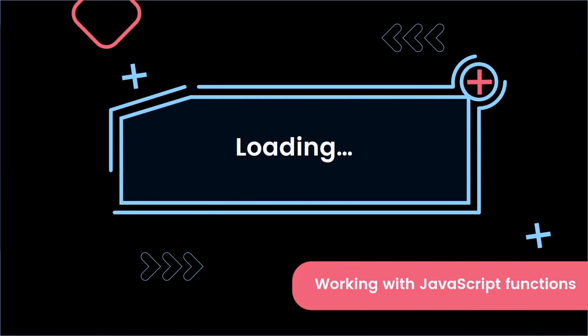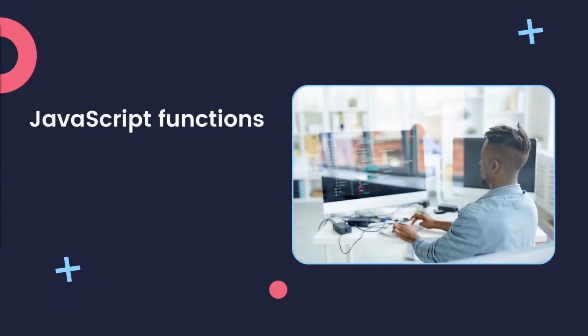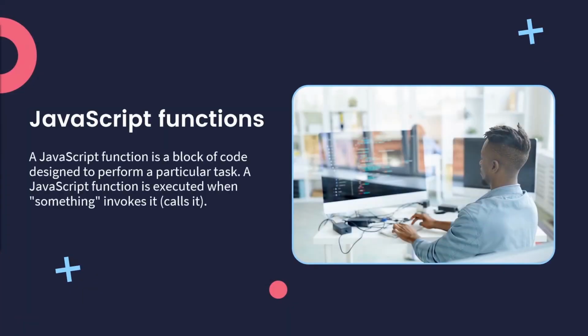Now, what exactly are JavaScript functions? Well, essentially, like most programming languages, a JavaScript function is a block of code designed to perform a particular task. Now, a JavaScript function is called when something invokes it, or when something calls it. And this means when there is some action, then you can actually call a function.